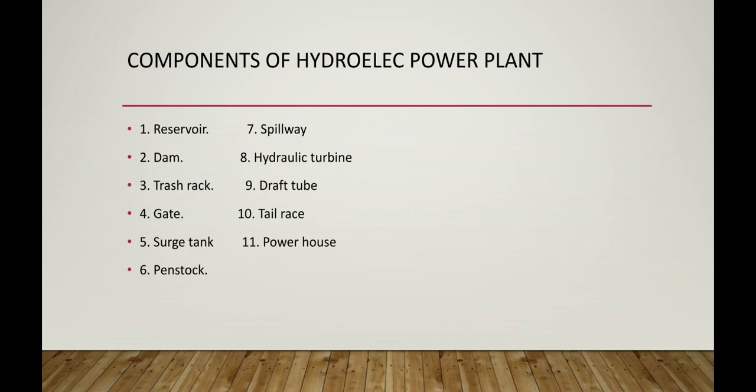The next component is a strash rack. Generally it is made of steel bars, and it is provided to prevent the entry of the debris into the intake from the dam or from the forebay. The next one is a gate. The gate is provided for controlling the flow of water from reservoir to a hydraulic turbine through the penstock. It is closed when maintenance is required.